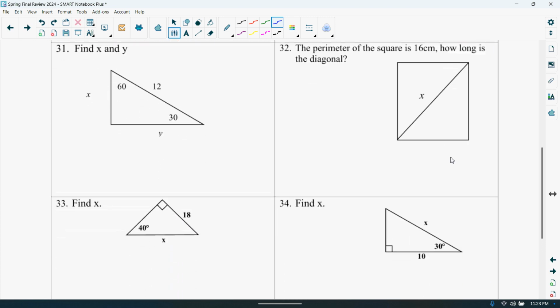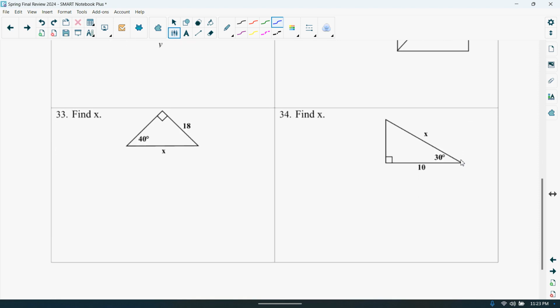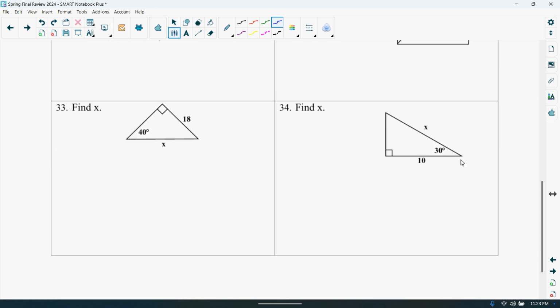Okay. And then when we get to 33, now we're getting into trig. Well, on this one, 34, you can still use 30, 60, 90. But any angles other than 30, 60, 90, or 45, this is when we start off, we circle the angle. 18 is my opposite. X is my hypotenuse. This is when we have to remember our acronyms.